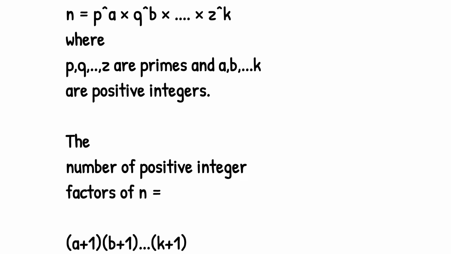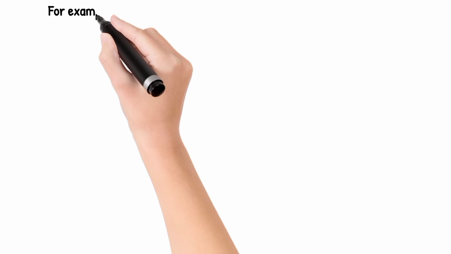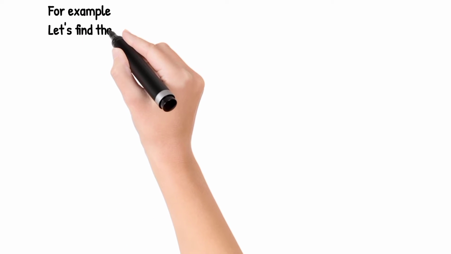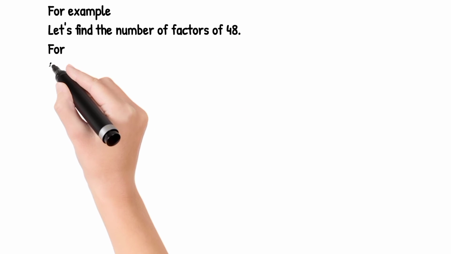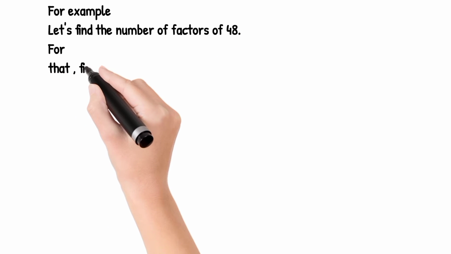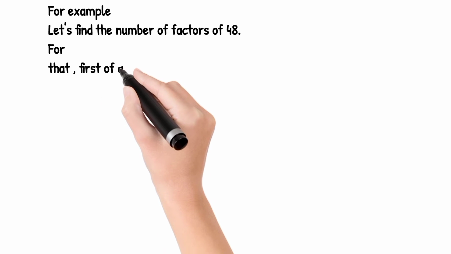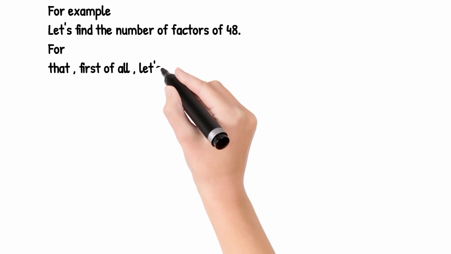All you have to do is add 1 to the power and then multiply. That is a plus 1 into b plus 1 into etc. into k plus 1. Now let's do an example right here. What's the number we're going to pick right now? Let's find the number of factors of 48. For that, we need to write 48 as a product of primes. Let's do that. Let's factorize it.